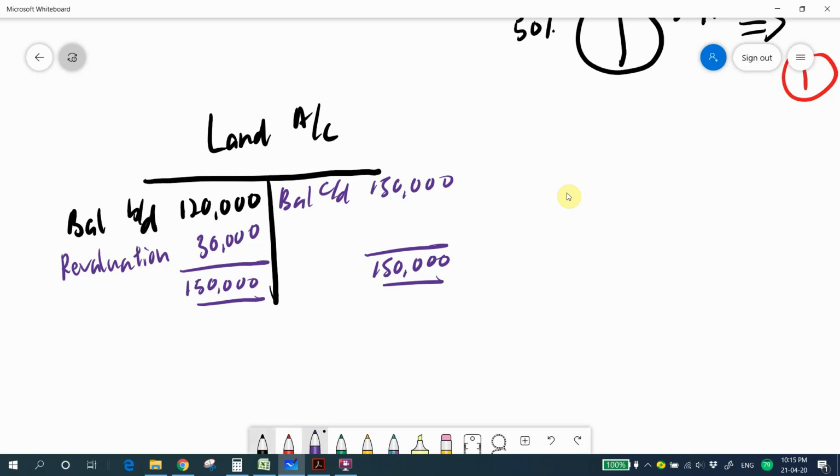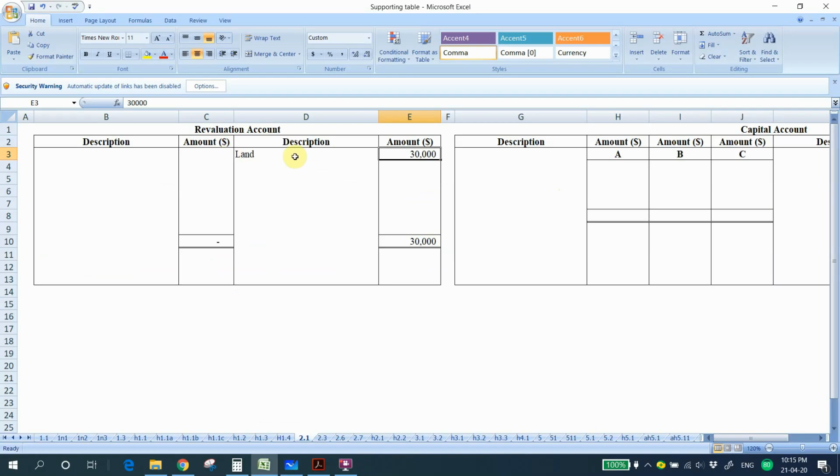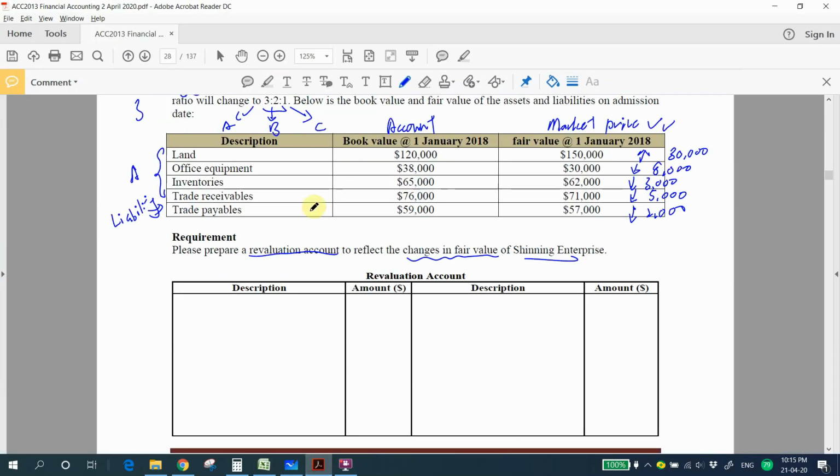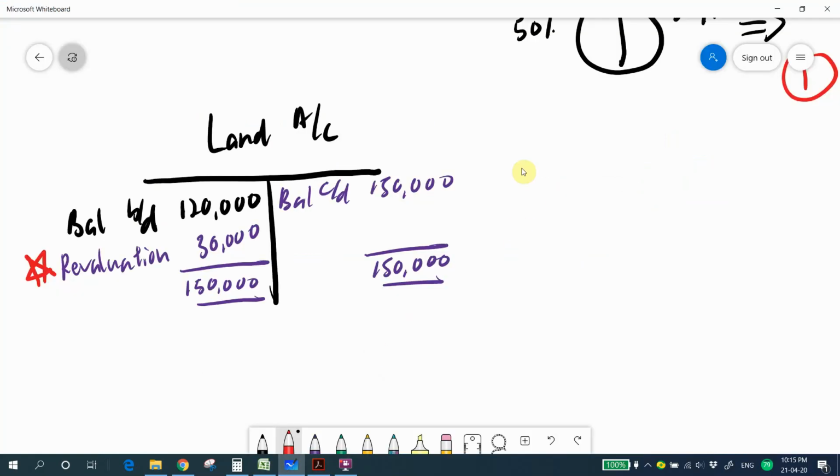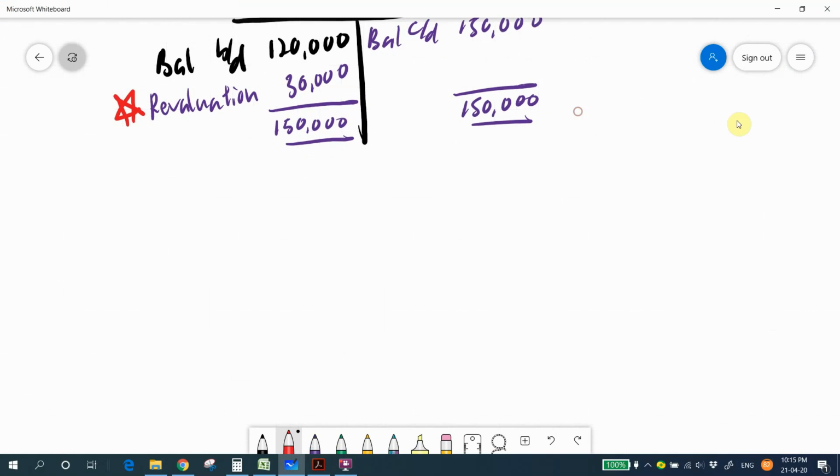So we debit the land account and credit in the revaluation account. Next, office equipment. Office equipment from 38 to 30, it means that it decreased by 8,000. So we can draw a ledger to understand what is the correct entry in the revaluation account.